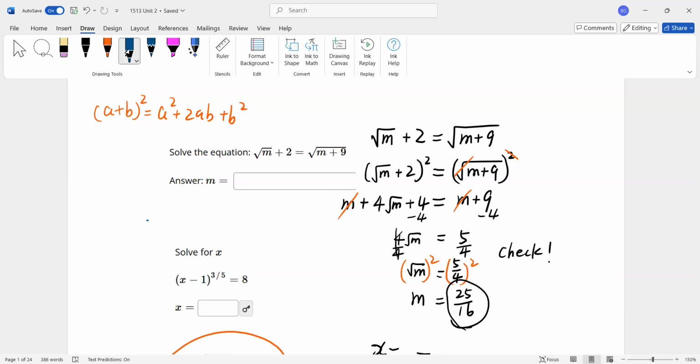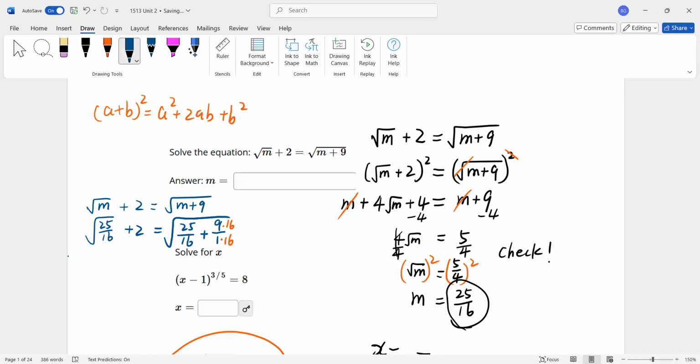The original equation is square root of m plus 2 equals square root of m plus 9. Let's plug in the proposed solution we just found, which is 25 over 16. Square root of 25 over 16 plus 2 equals square root of 25 over 16 plus 9. I'm going to write 9 as 9 over 1 because we know we're going to have an addition of 2 fractions, right? And here we want them to have the same denominator, so I'm going to multiply both top and bottom by 16.